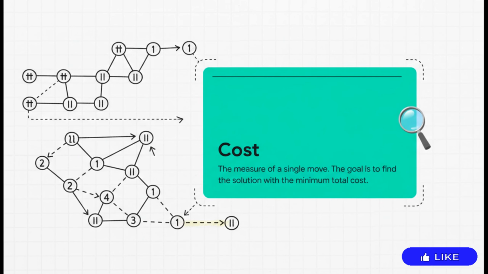And finally, there's cost. This is just how we measure the effort it takes to make a move. For a lot of these simple puzzles, the cost for a single move is just 1, and the goal is almost always to find the path from the start to the end with the lowest possible total cost. We're looking for the most efficient solution.